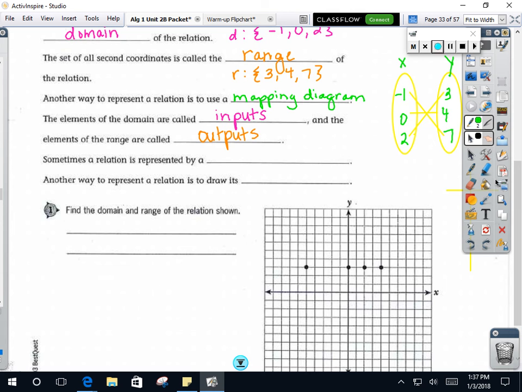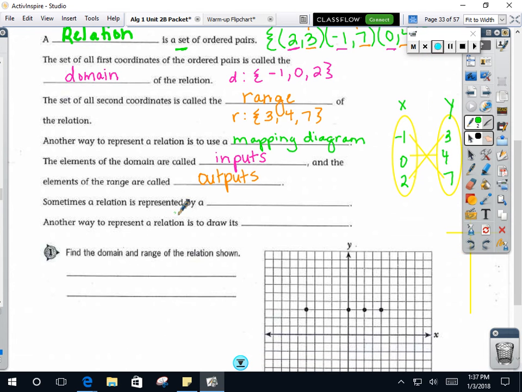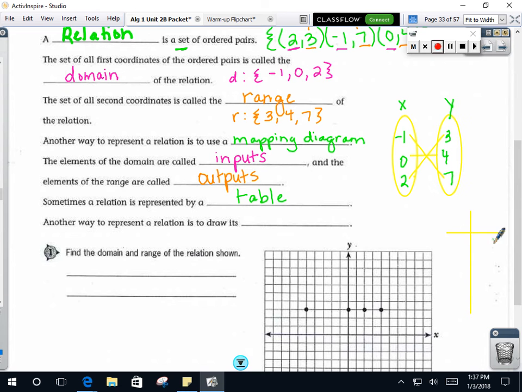Okay, so far we've learned how to write a relation as a set of ordered pairs, just listing out the points. We learned how to write it as a mapping diagram, and you can also represent it as a table. The table would look like this. The x's would go in the left column, the y's would go in the right column. You're going to list your x values from least to greatest. So for this particular example, the lowest x value is -1, then 0, and then 2.